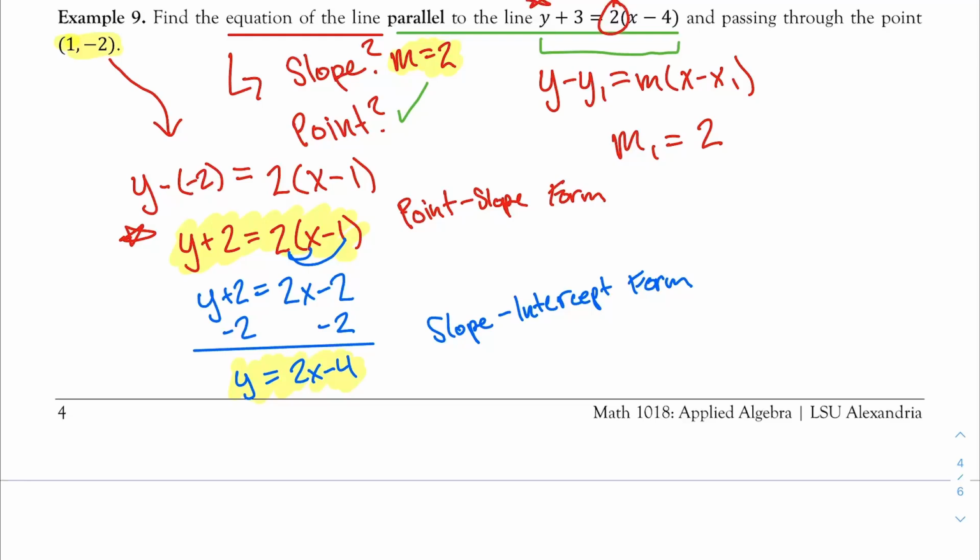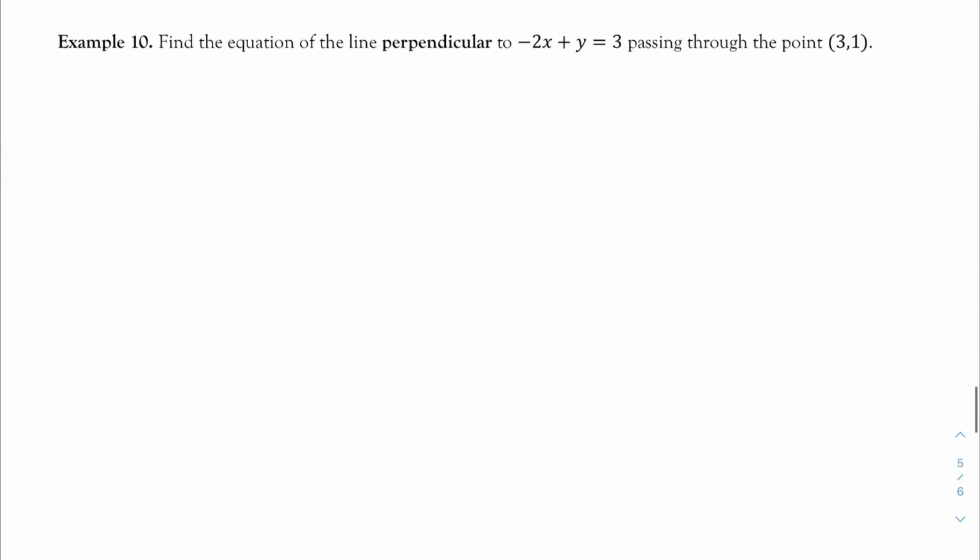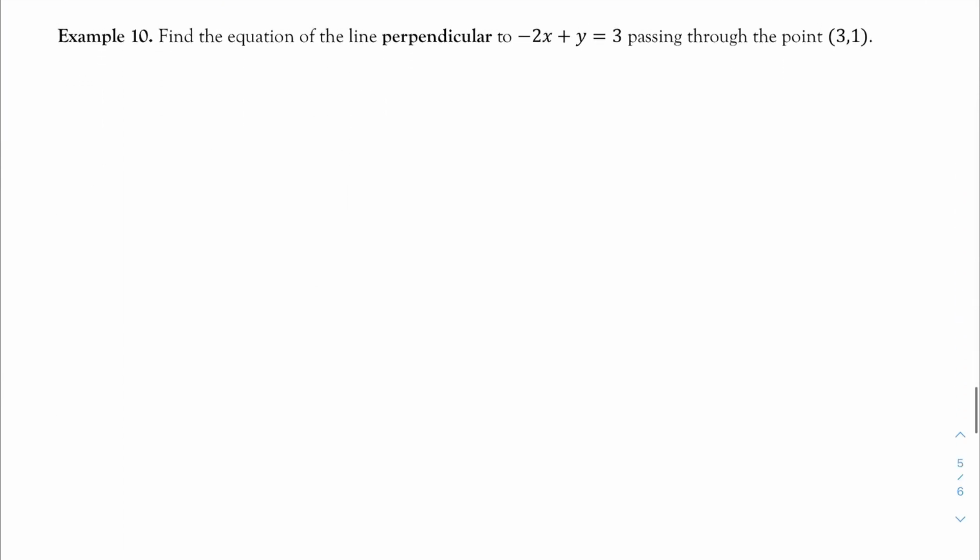So we have example 9. We are finally at our final example for this video. Example 10. Find the equation of the line perpendicular to negative 2x plus y equal to 3 and passing through the point (3, 1). First thing I'm noticing is that I want the equation of a line, which we know we need a slope and we need a point.